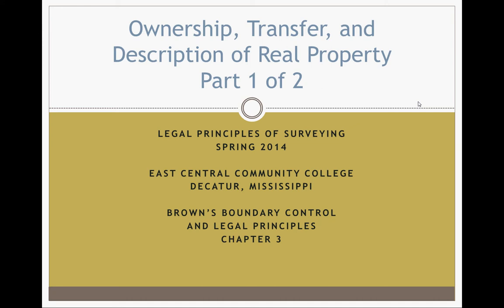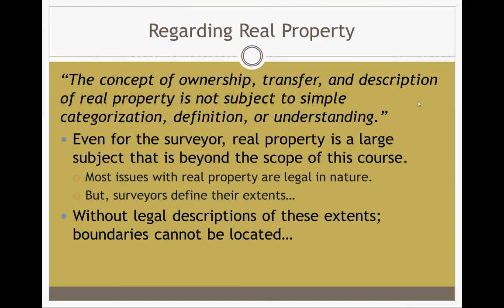This is from East Central Community College in Decatur, Mississippi, and we're talking about Chapter 3 in Brown's Boundary Control and Legal Principles. Ownership, transfer, and description of real property. Now, I've split this up into two parts because the videos can be kind of long, so I made two videos for this one, part 1 of 2. And we're going to start by talking about real property and the concept of ownership of real property.